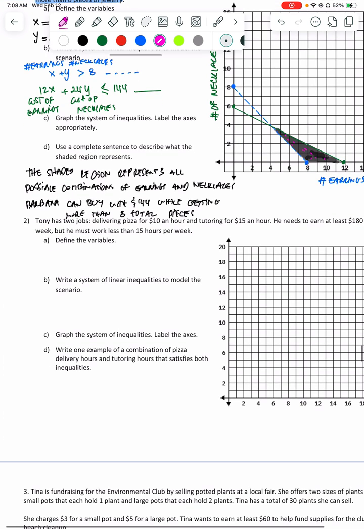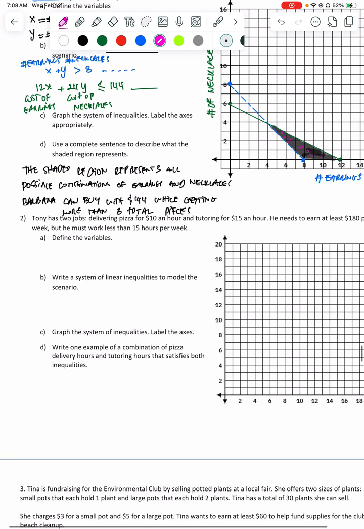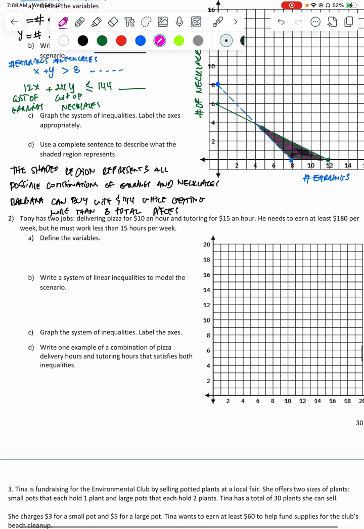So now that we're back to question number two, it says Tony has two jobs, delivering pizza for $10 an hour and tutoring for $15 an hour. And then he needs to earn at least, which here means greater than or equal to, $180 per week, but he must work less than 15 hours per week. So he's got two things.